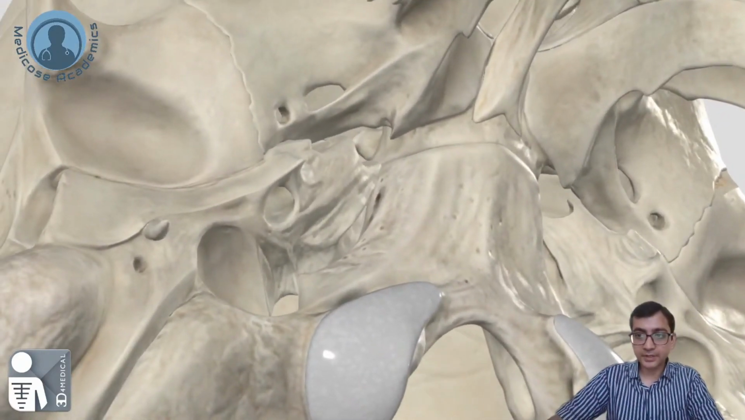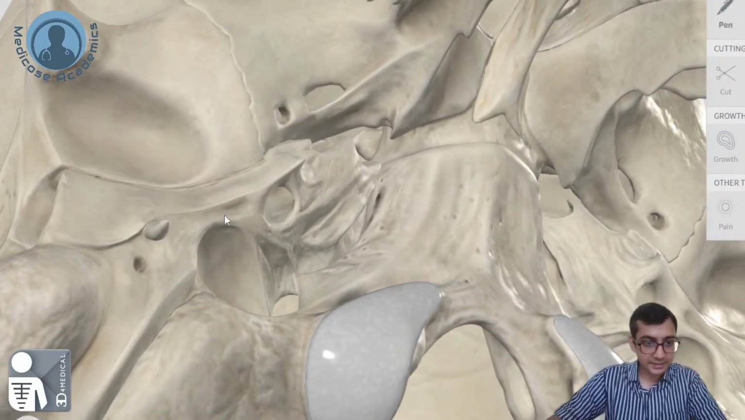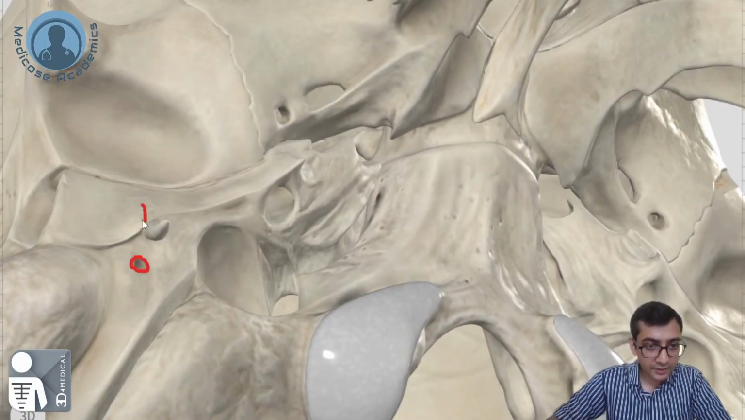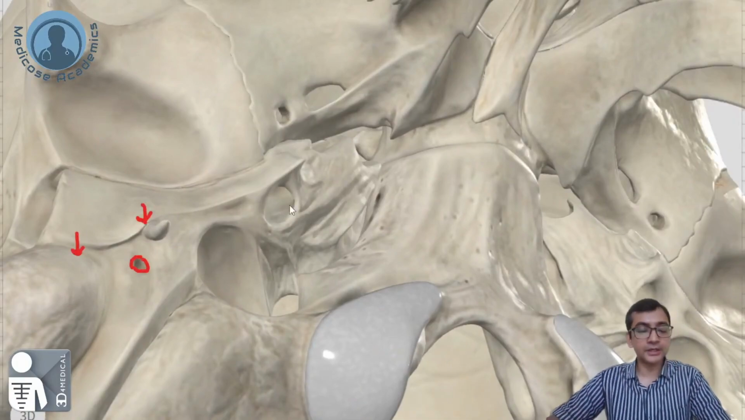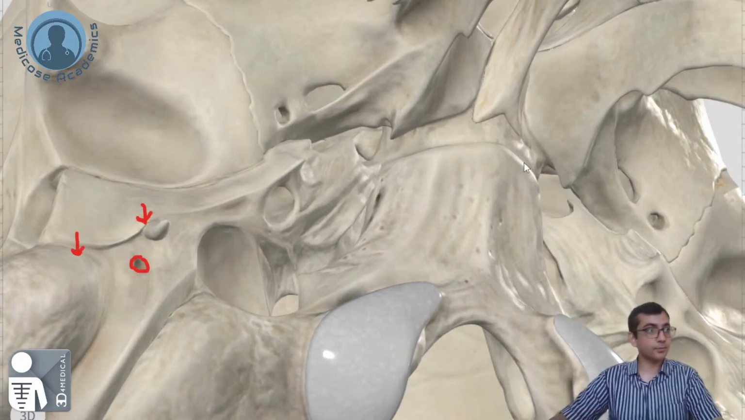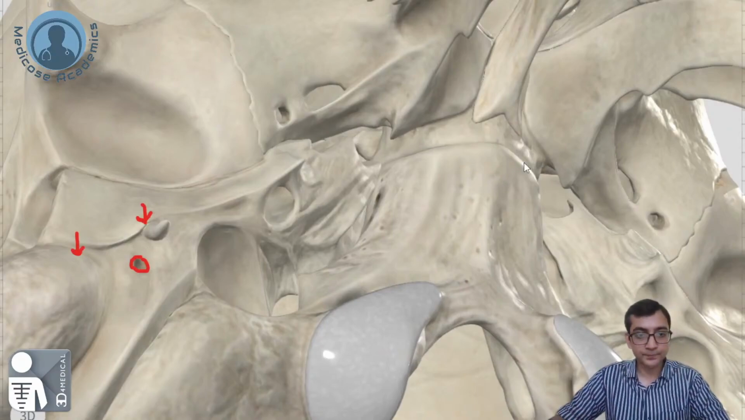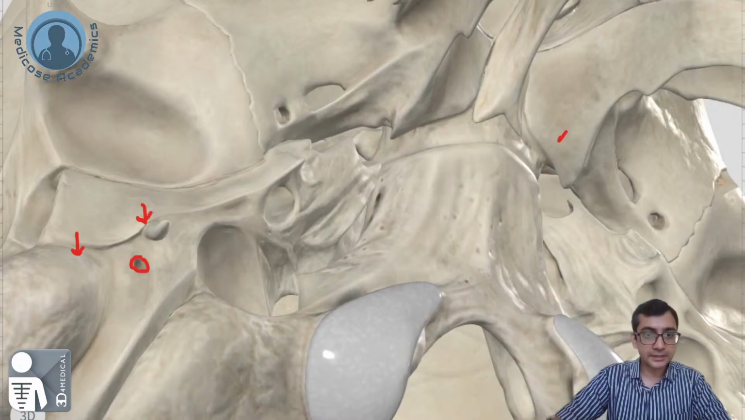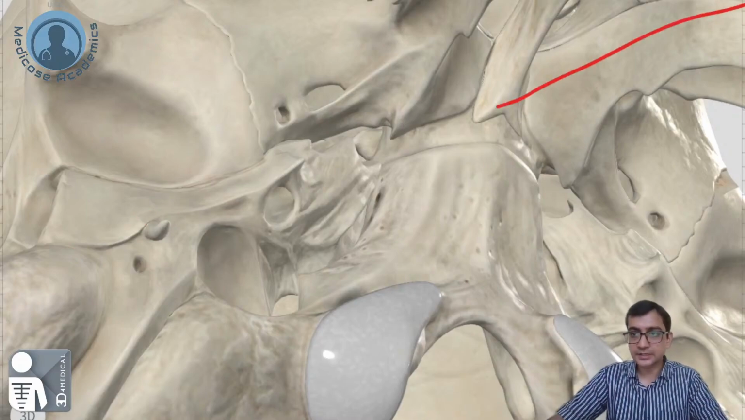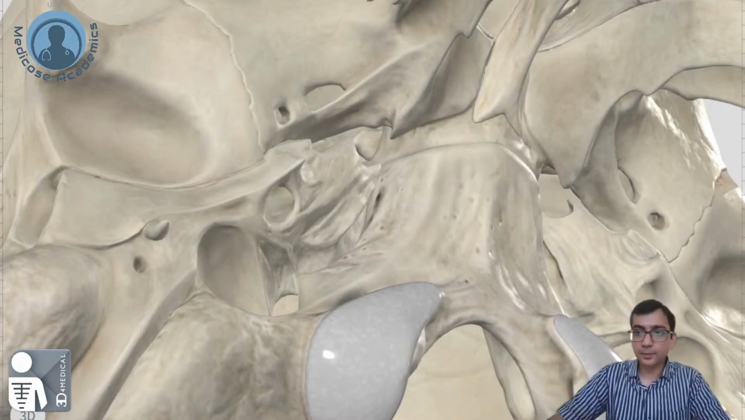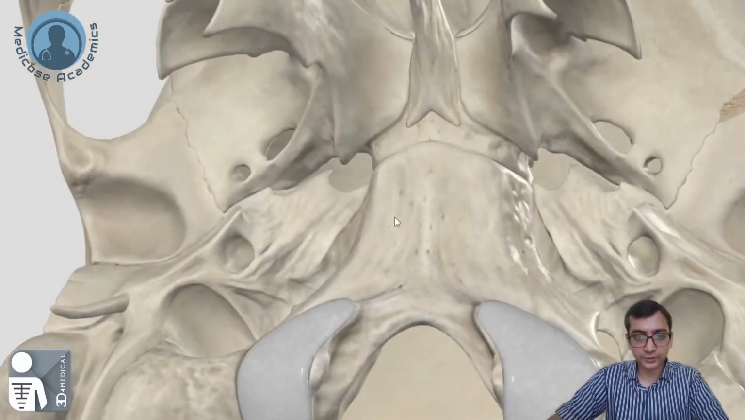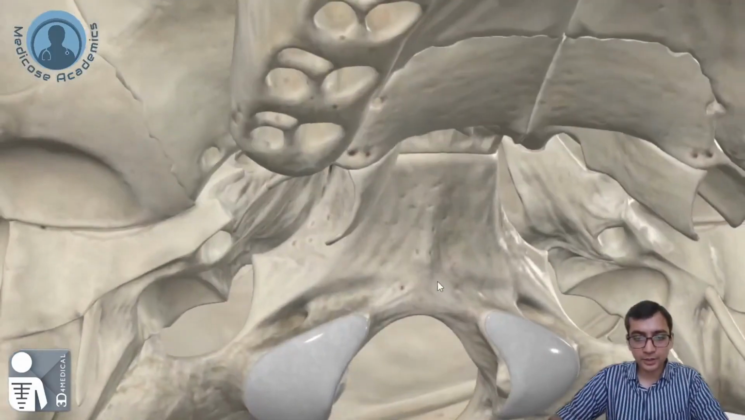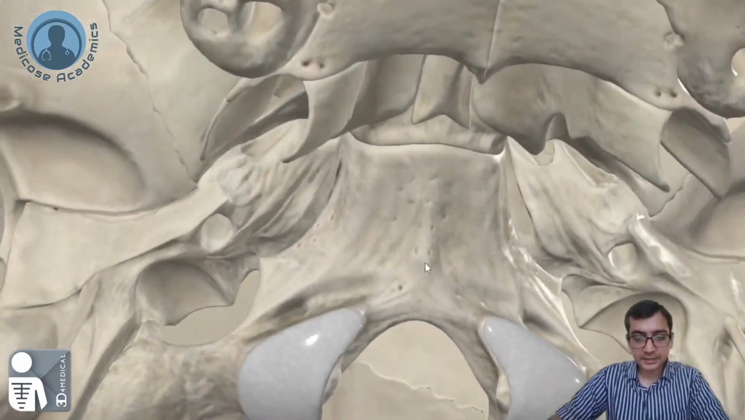This is an opening that is present between the two processes. This is the styloid process in front and mastoid behind, so that is the stylomastoid foramen. That is very important because the facial nerve passes through it. So these are the major structures seen on this aspect of the base of the occiput. You can see this.